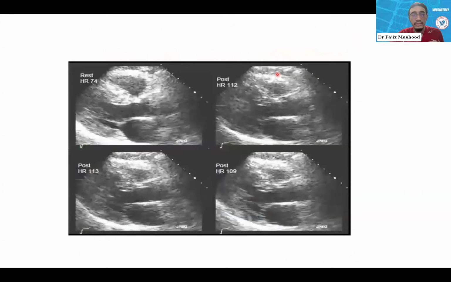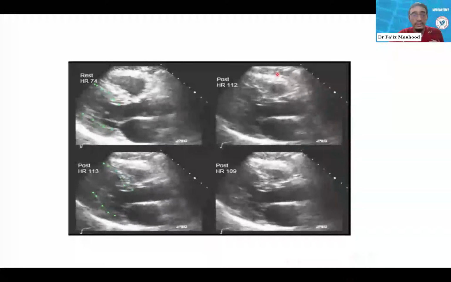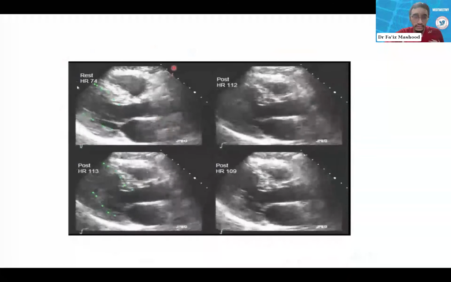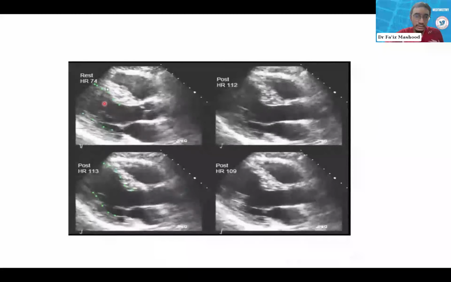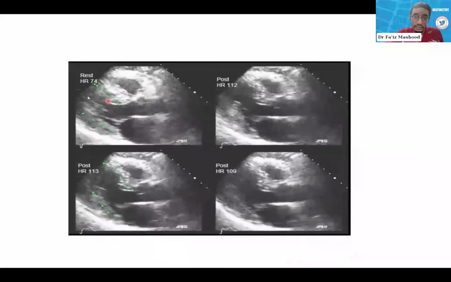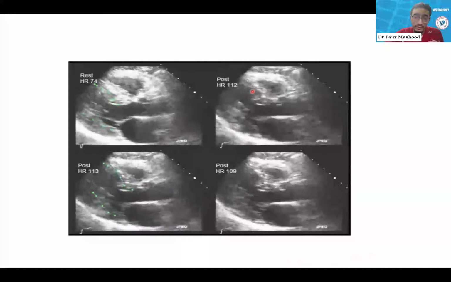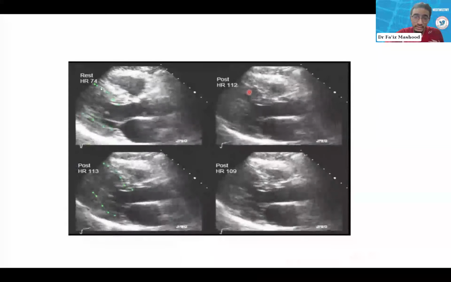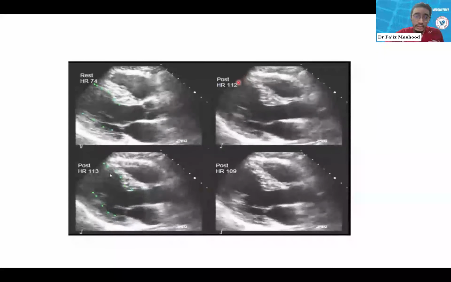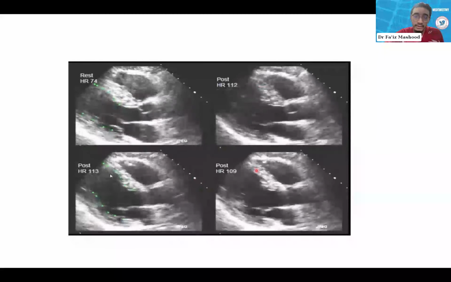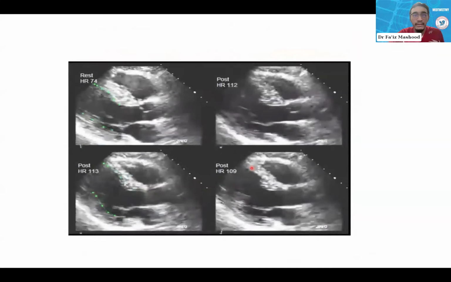So this is the example image of the SE. Okay, you can see this image is at rest. You can see normal contractility of the septal and posterior walls, both pointing inwards. But in the case of stress, there's slight hypokinesia over the septal area that we can assess here. This is an example, right?